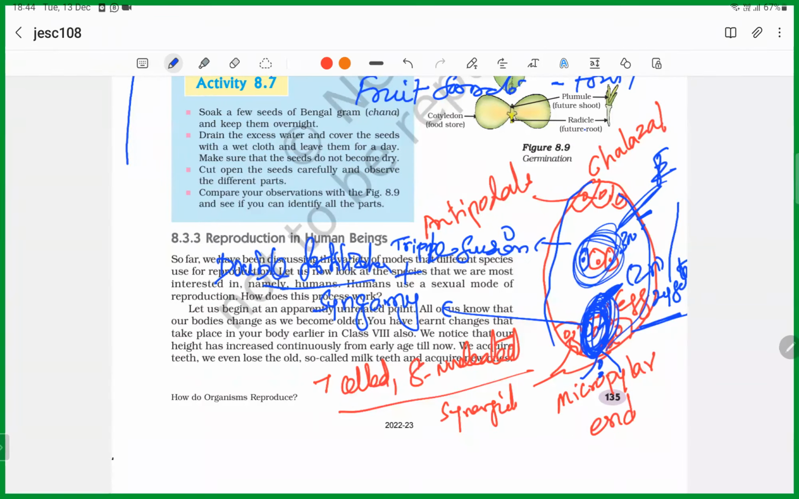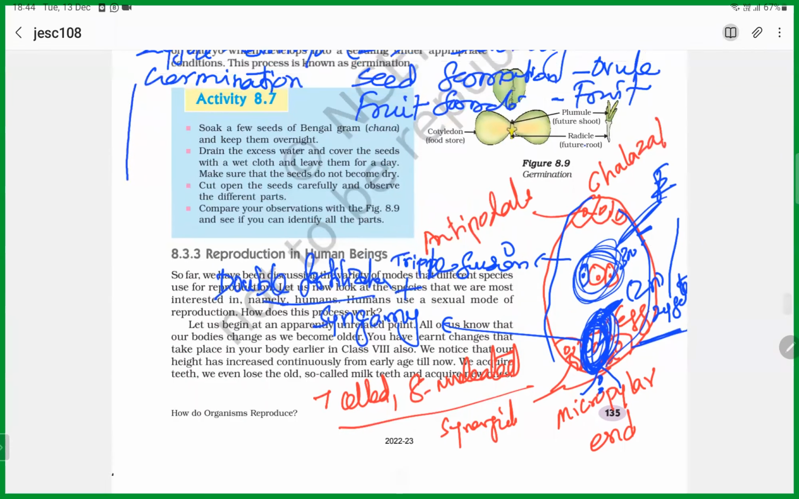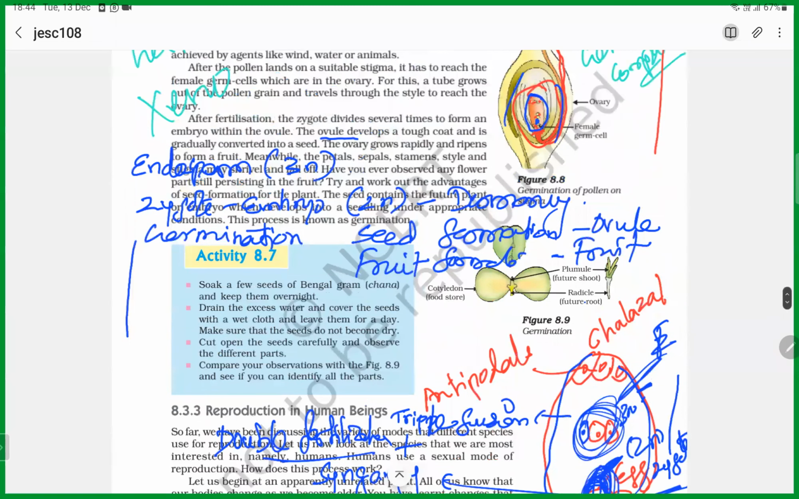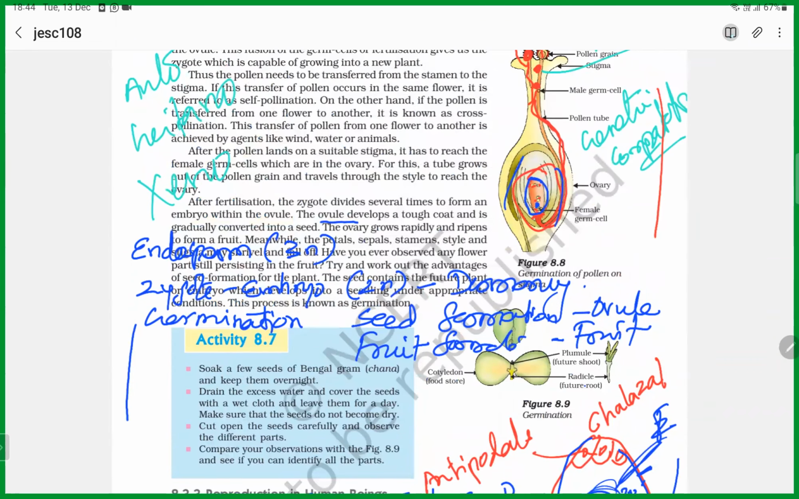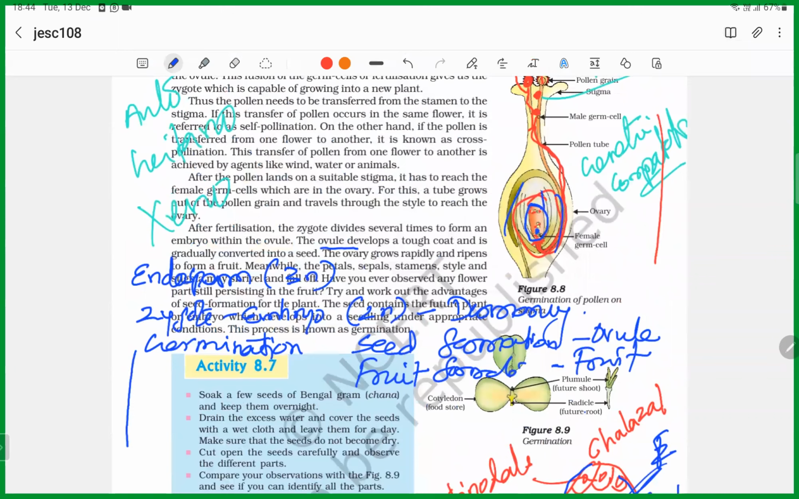The rest of the ovule together develops into seed coat. You have inner integument and outer integument, and they will develop into seed coat. You can see the inner integument, outer integument, seed coat, and then seed together. Inside the seed, your embryo is there, and this part will develop into fruit.